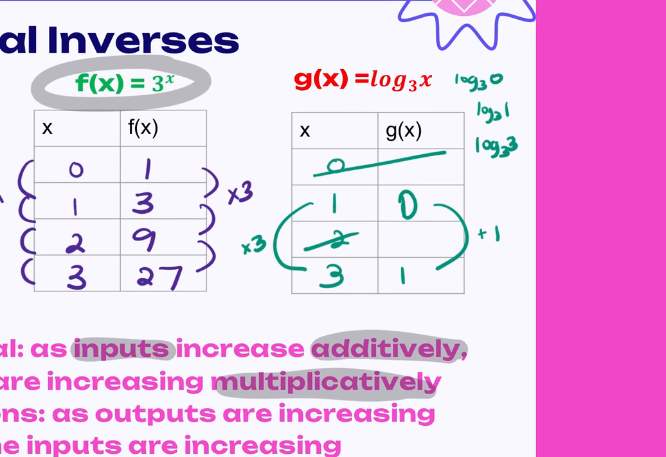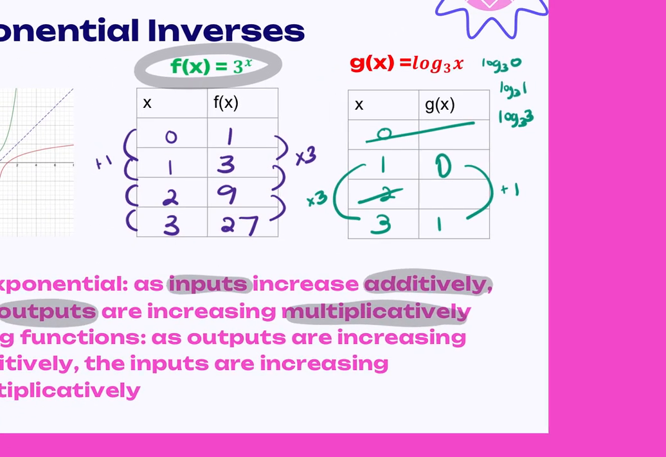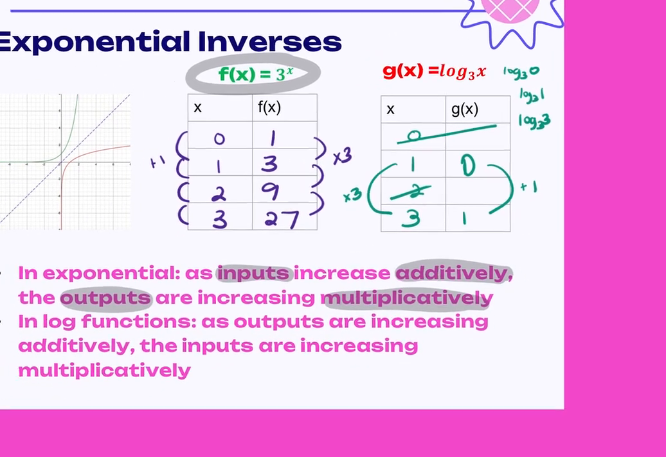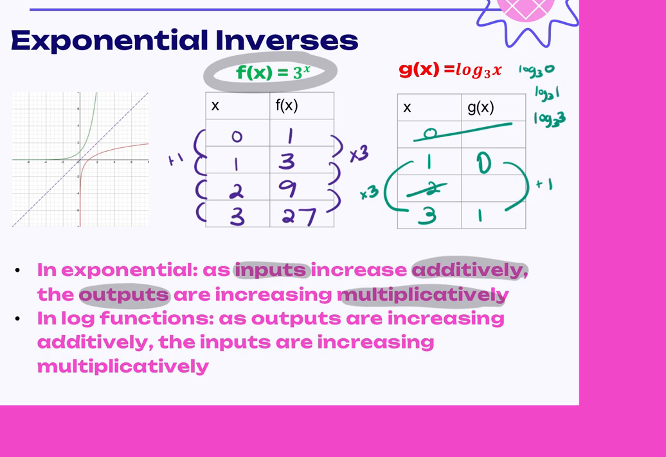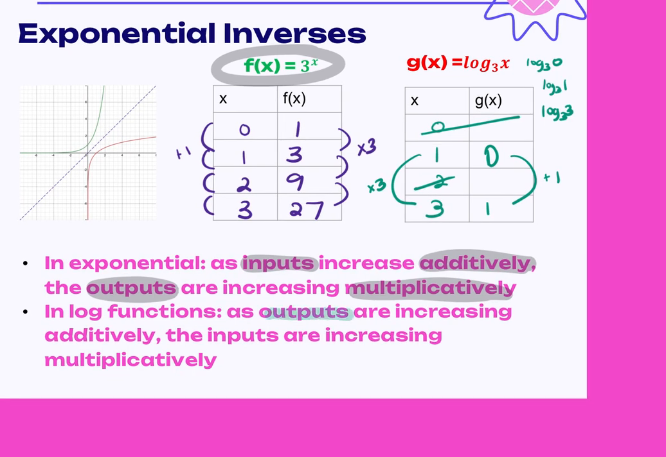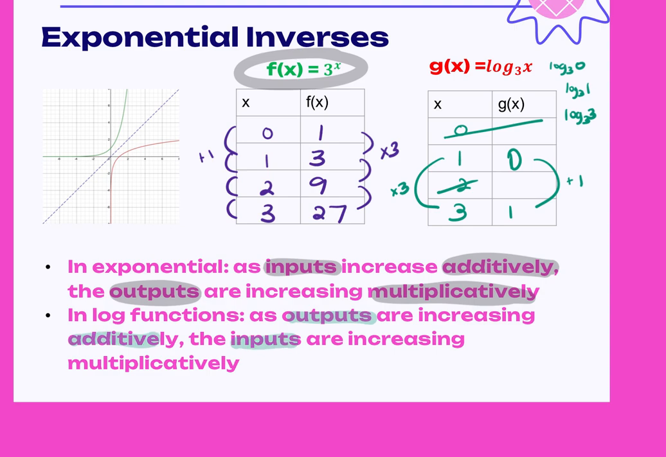So if you were just given data and you see the input changing additively and the output changing multiplicatively, then we're going to classify it as exponential. If we say the output is changing additively and the input multiplicatively, now it's a log. Because you can't find log base 3 of 0, that's impossible. And for 2, it would be a decimal. We wouldn't be able to find it without the calculator.